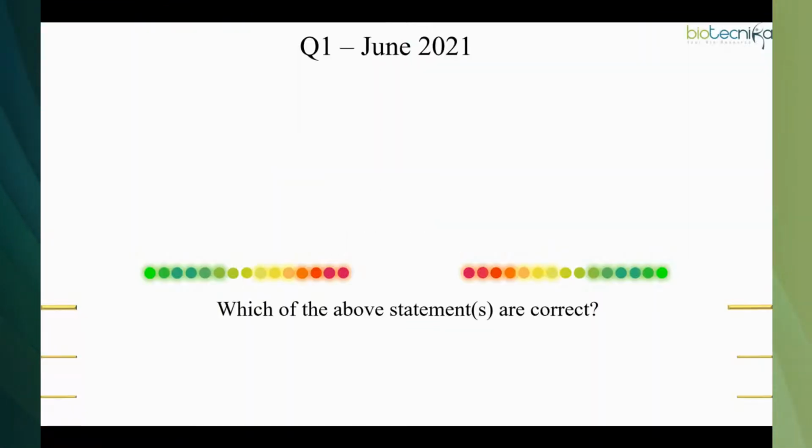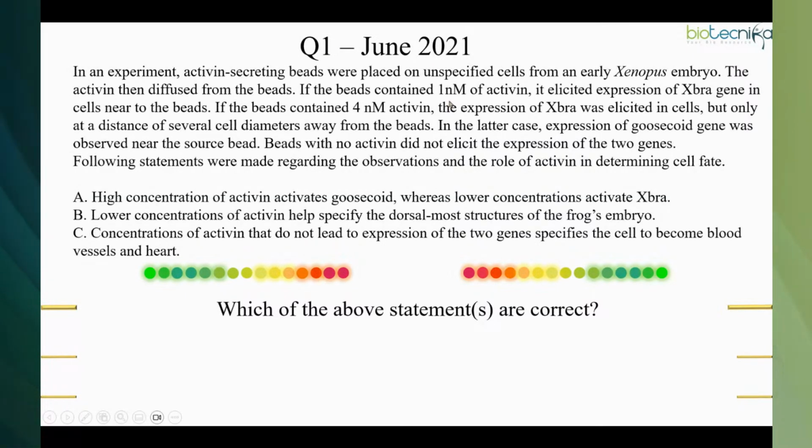All right. The first question is from June 2021. This is regarding an experiment which was done on Xenopus embryo. Xenopus embryo means amphibians, and there are some activin secreting beads. Now you have to know what this activin is and what its function is. They were placed on unspecified cells from an early Xenopus embryo. Early means the development is not completed.